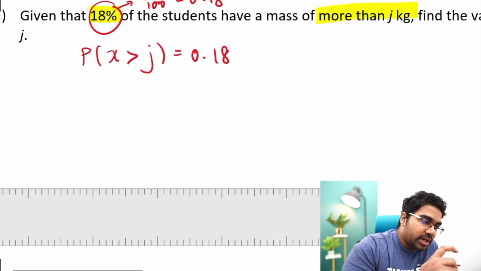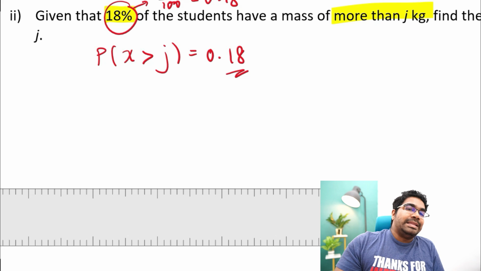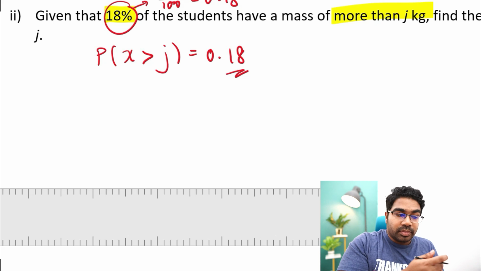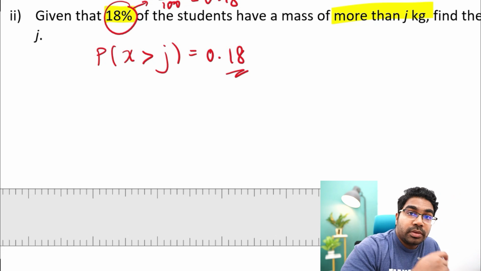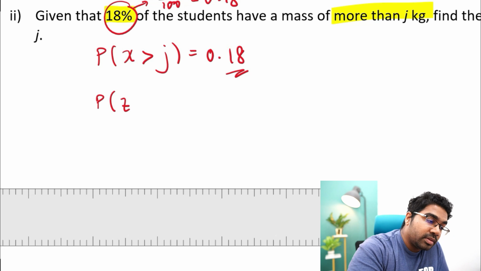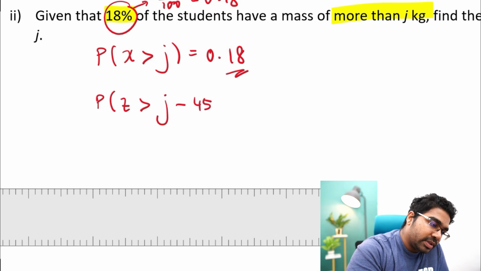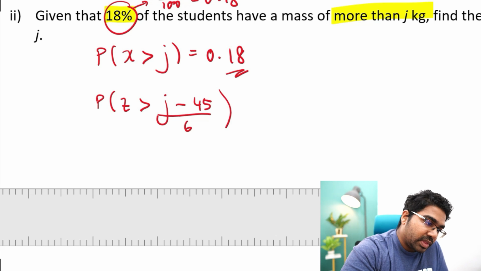We refer to the table. So when we want to refer to the table, because we have a value for the probability, now we are going to do the other way around. Right? We already have the probability, but we want the Z score. So first we need to convert to Z score. That is probability of Z. Use the same formula. More than J minus the mean, which is 45, over the standard deviation, which was 6. Okay. This is equals to 0.18.